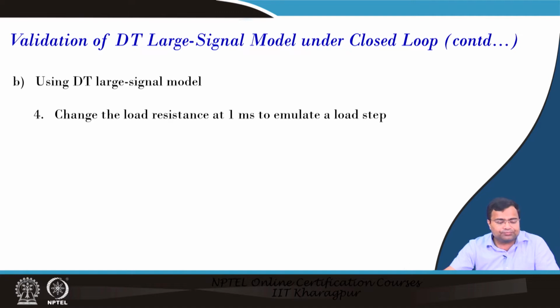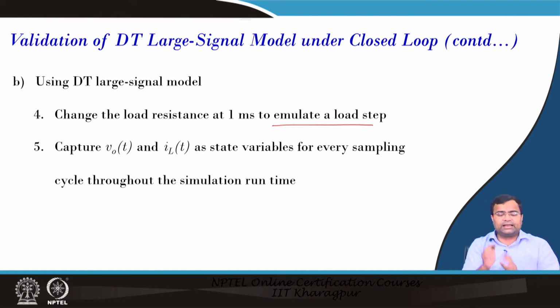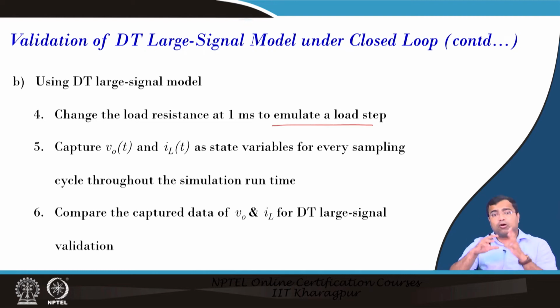Now you change the load resistance to emulate a load step that we have discussed. R1 was connected earlier, now it will be R2 load resistance, and virtually it looks like a load step. Then again we will capture all the variables, like voltage and current data, during the simulation runtime, and then we compare the captured discrete time model data with the actual switch simulation.